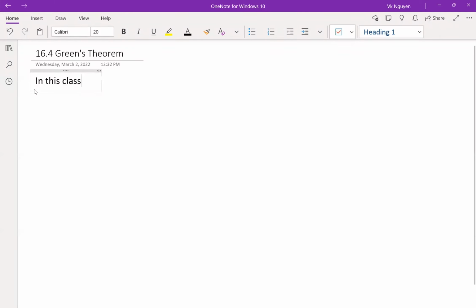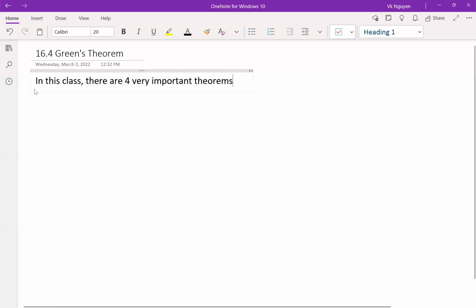In this class, there are 4 theorems. Very important theorems. We learned one of them in the previous section. This is the second one.